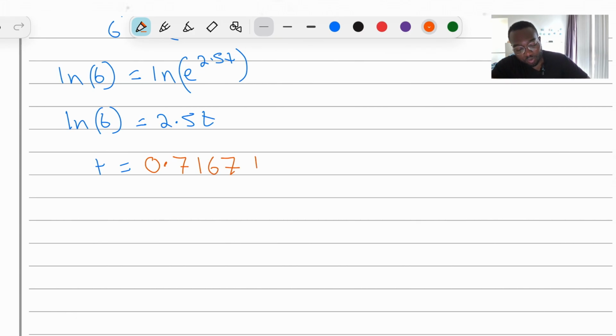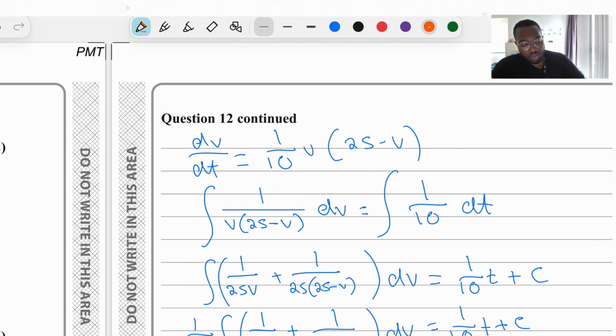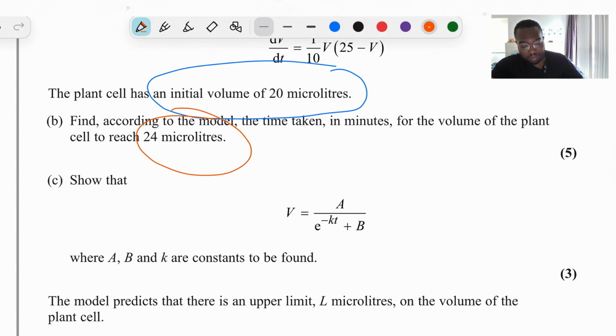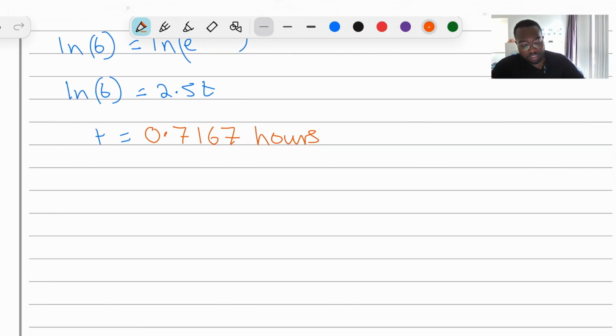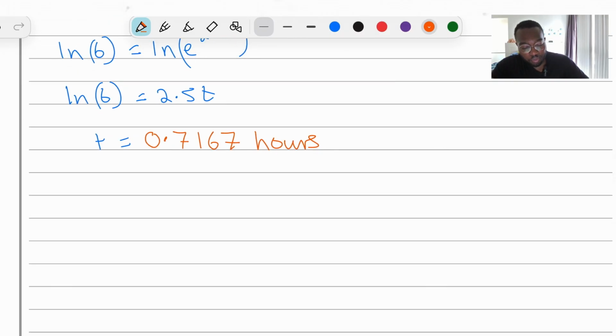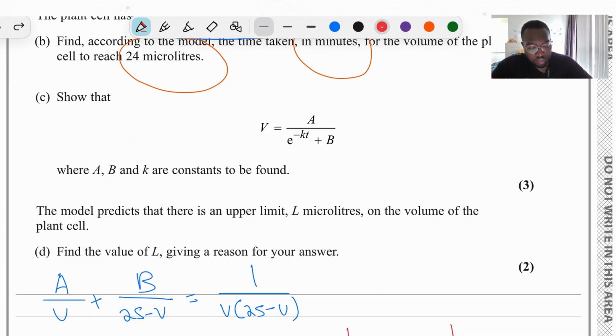But what is that 0.7167? That represents hours, because in the question, it says t is hours. But in the question, we want it in minutes. So if we've got 0.7167, just times it by 60. If you times it by 60, you will get, I believe, 3 significant figures: 43 minutes.